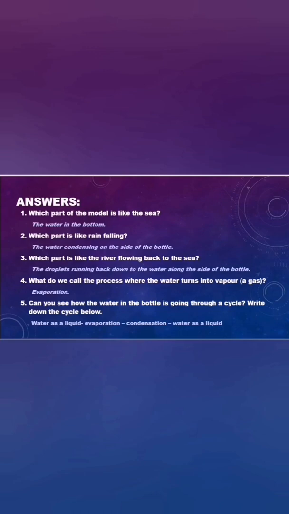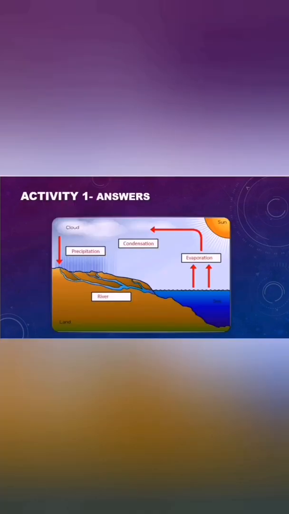What do we call the process where the water turns into vapor? It is evaporation. And your last answer is water as a liquid, evaporation, condensation, and then water as a liquid again. That's the cycle that the water is going through. So that you can quickly mark them in your book. I want you to mark your 4 words as well. If you got it correct, then well done.